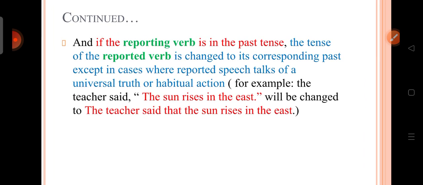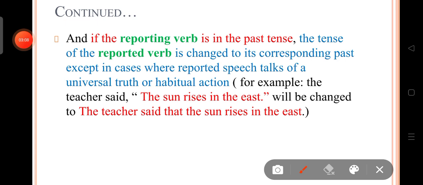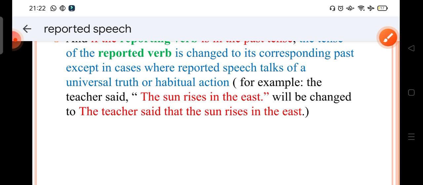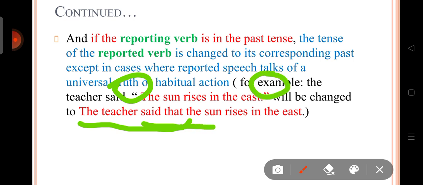For example, look at the example on the screen. The teacher said, the sun rises in the east. This is indirect speech. How is this indirect speech changed? The teacher said that. That is added, and the inverted commas are removed. The sun rises in the east.